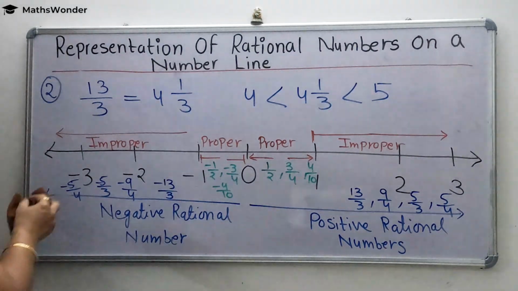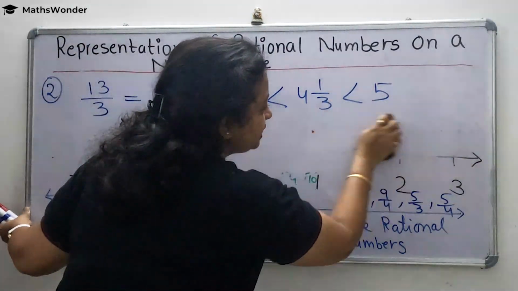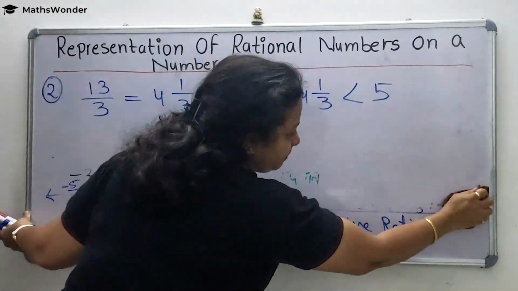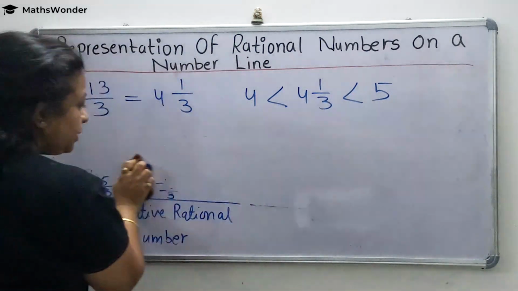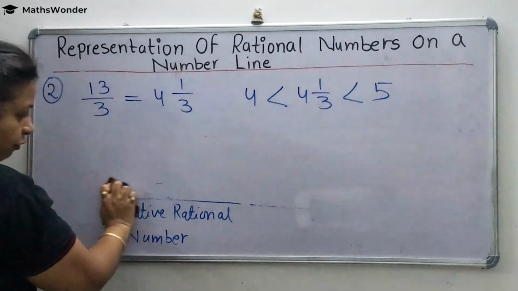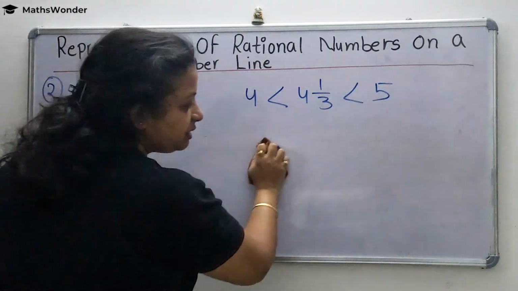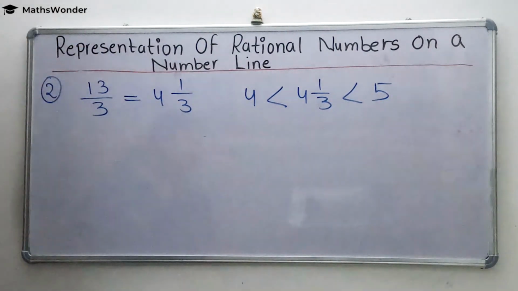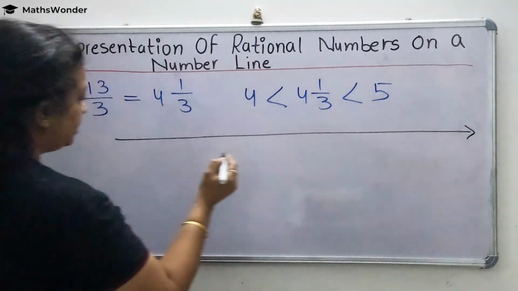Now come to the question. 4 1 over 3, right? So this will lie between 4 and 5, as you can see on the board, because 4 1 over 3 means 4 point something, and 4 point something lies between 4 and 5 only, right? So now draw the number line.